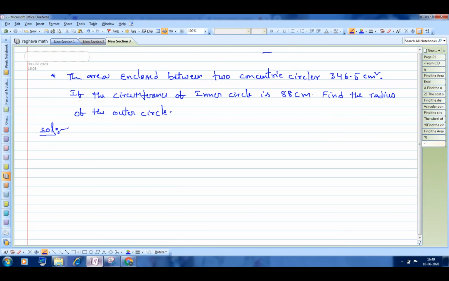The area enclosed between two concentric circles is 346.5 centimeter square. The circumference of the inner circle is given. Find the radius of the inner circle. Then using that, you can find out the radius of the outer circle.